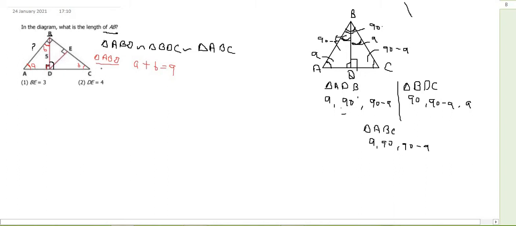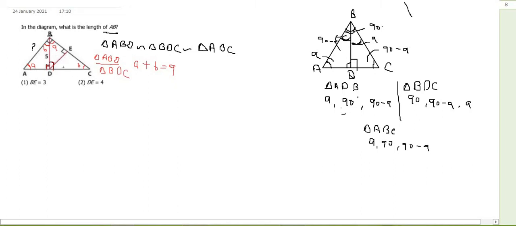Similarly, if you look at triangle BDC, what are the angles here? This is 90 degrees here. If this is B, this has to be A.